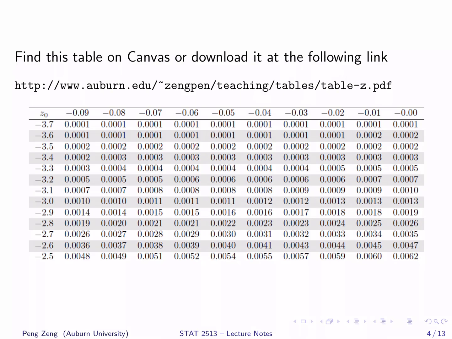Before proceeding, I want to mention that there are two different standard normal tables you can use. One is in the textbook, one is the one I created. I include one copy on Canvas. You can also download it at the following link. It looks like this one. The two standard normal tables are essentially the same. However, for my table, I added some shadow in rows, which makes the table easier to read.